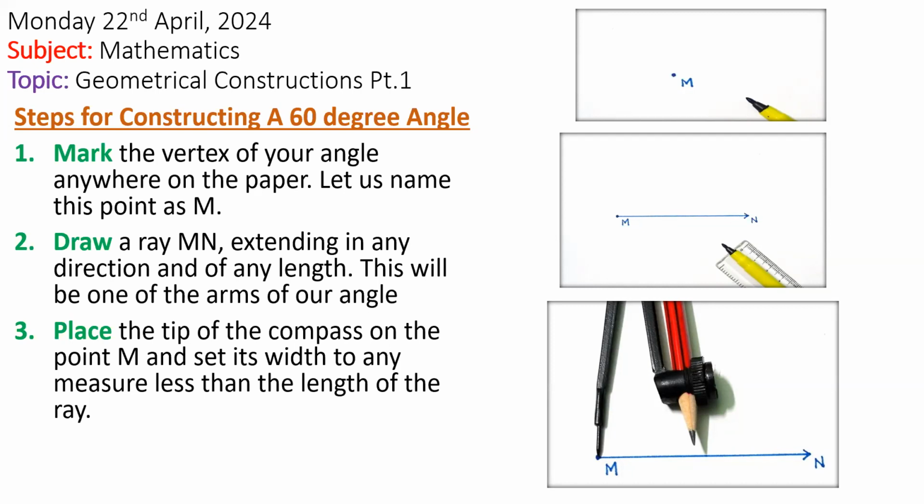Yes, sir. I need you to read the three steps for me. First one says, mark the vertex of your angle anywhere on the paper. Let us name this point as M. Step two, draw a ray MN extending in any direction and any length. This will be one of the arms of our angle. Step three, place the tip of the compass on the point M and set its width to any measure less than the length of the ray. Very good. Thank you for reading that. Again, take a picture of your work and send it to me via WhatsApp.